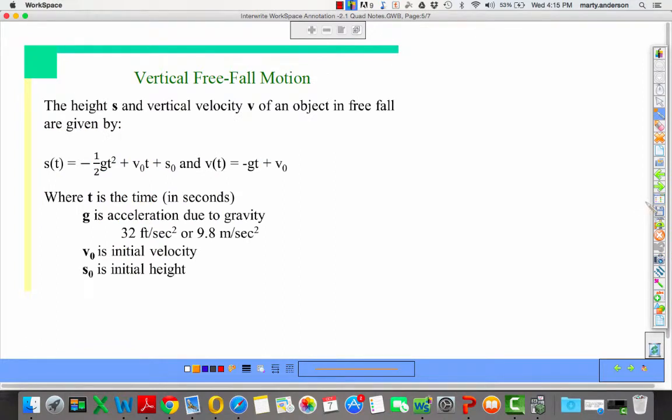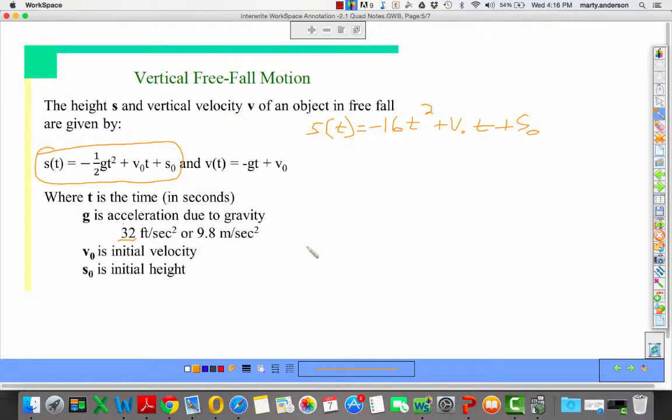Second thing in this lesson has to do with the vertical free fall motion. We have an equation for position s at time t. G stands for gravity. When we're dealing in feet per second, we're going to be dealing with 32. In some of your science classes, these are usually preloaded for the gravity. Negative 1/2 times 32 is negative 16 t squared plus v naught t plus s naught.